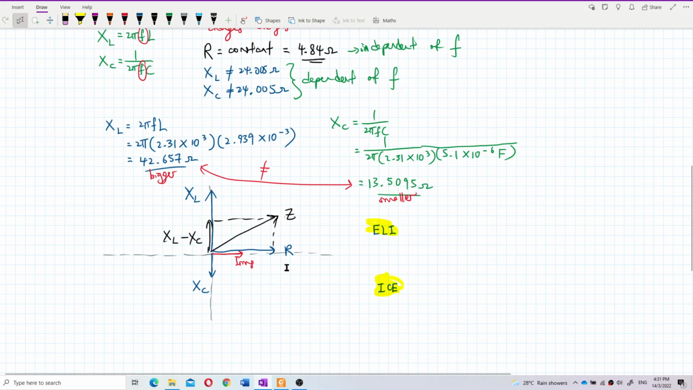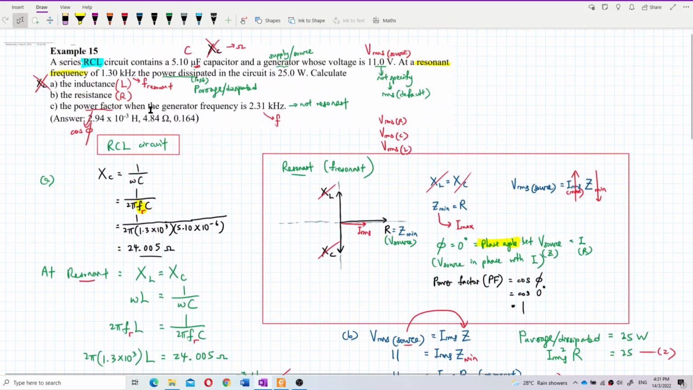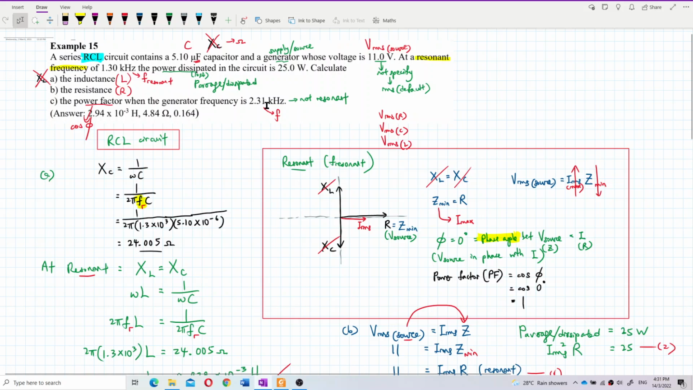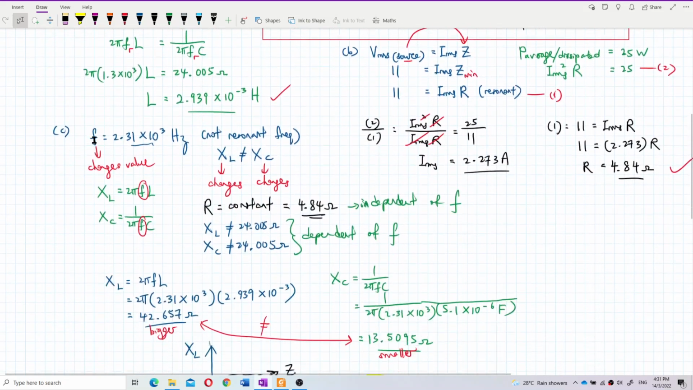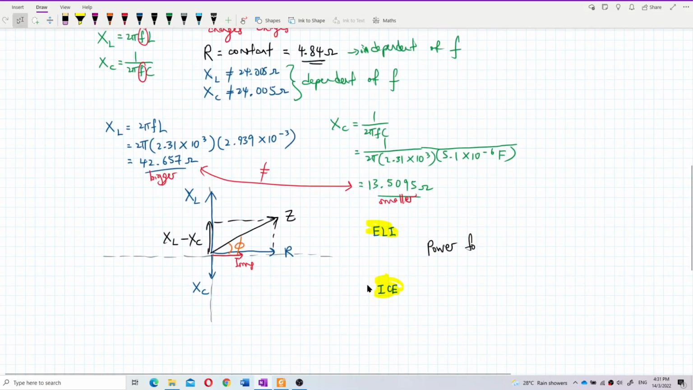Understand? Good. Now later you need to find the phi. The thing we want to find is the power factor. The question wants to find the power factor at this frequency, isn't it? The power factor is cos phi. So to find the power factor cos phi, we use R over Z.